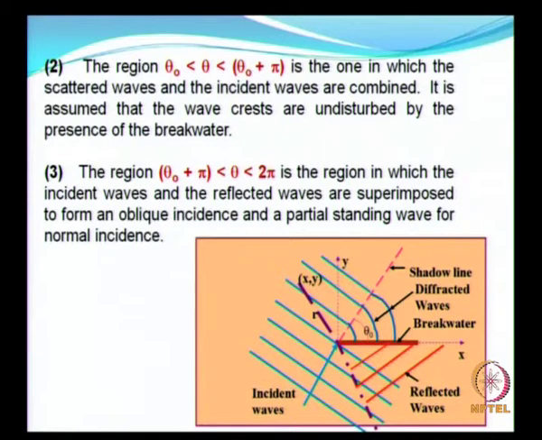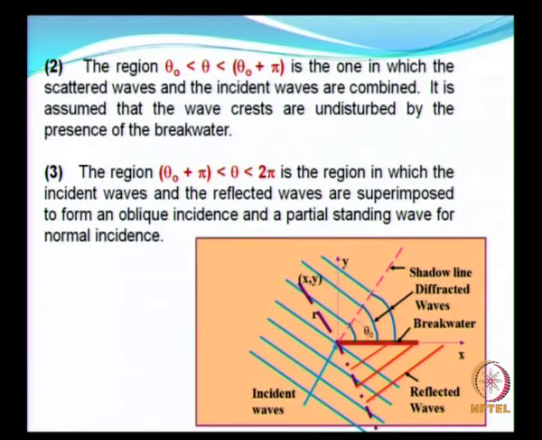So the last region will be this region, where we will have the phenomena of combined effect of reflection from the structure, and this will be superposed on the incident waves. The incident waves will be moving, and then you have the reflected waves. In this case we have considered an impermeable structure, then you will have only 100% reflected waves. If there is a permeability, again the percentage of reflection will vary.